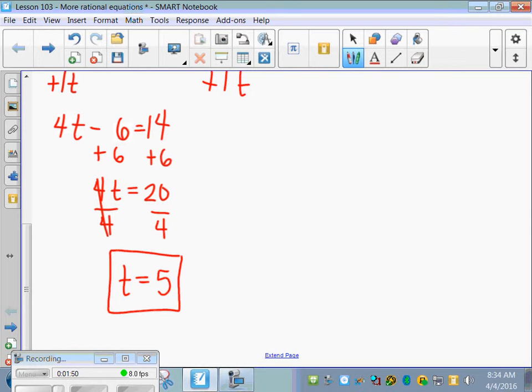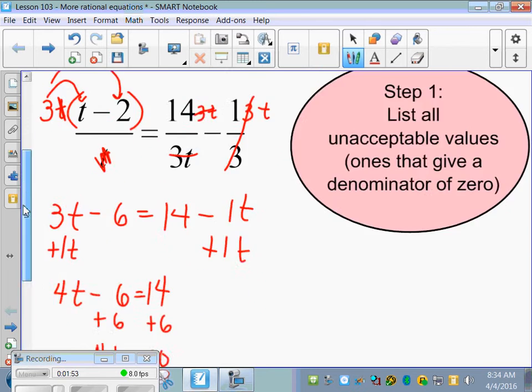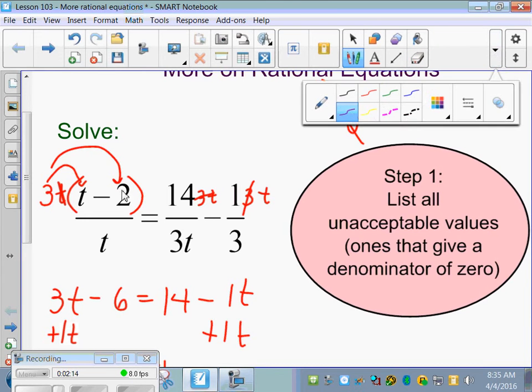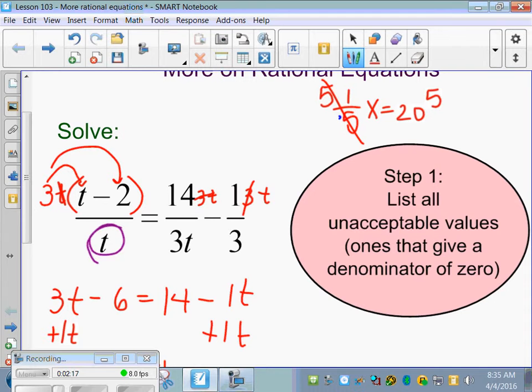All right, there's something else you have to remember to do on all these problems. Okay, so what does this bubble say? Step 1. I'm doing it in step 2, sorry. Step 1, list all unacceptable values, ones that give a denominator of 0. So you can never, ever, ever have 0 in the denominator, right? You want to look at your original equation here, and if there's a variable there, what would give you 0 is what you want to think about. So right here, I just have a t. That means if I were to plug in 0 right here, I would get 0 in the denominator, right? So we have to say that t cannot equal 0 because it would be undefined at that place.